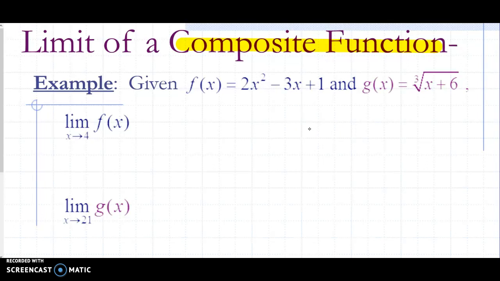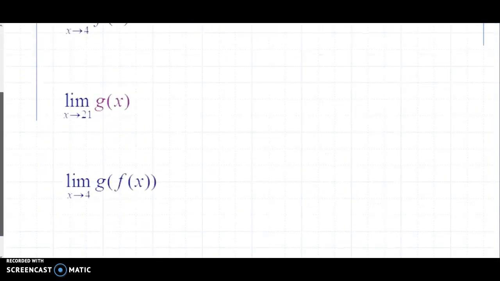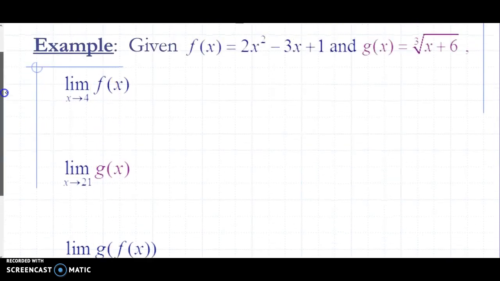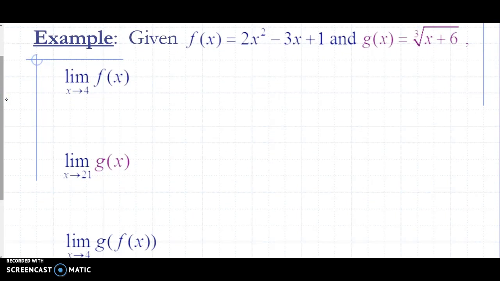So it says, given that f of x is 2x squared minus 3x plus 1, and g of x is the cube root of x plus 6, we want to find the limit of f of x as x approaches 4. We also want to find the limit of g of x as x approaches 21. And then we want to compose them, the limit as x approaches 4 of g of f of x. And again, you can take a look in your notes at that theorem, nothing too crazy about it. So let's have you guys try this one on your own. Go ahead and put me on pause.